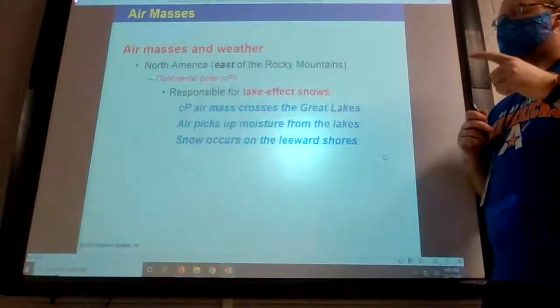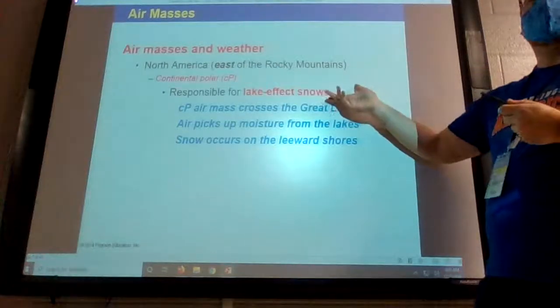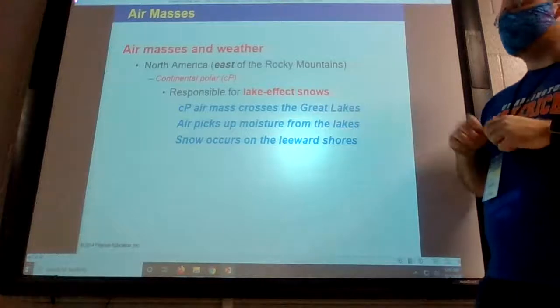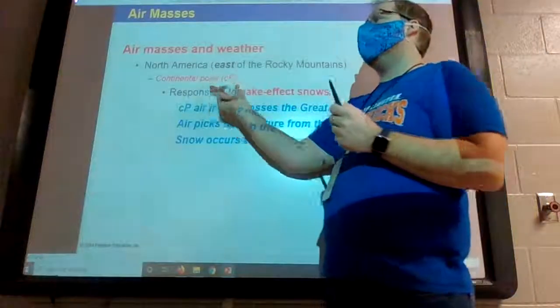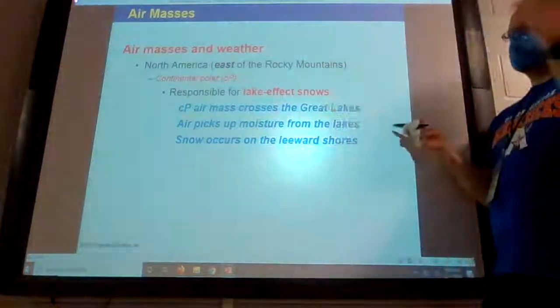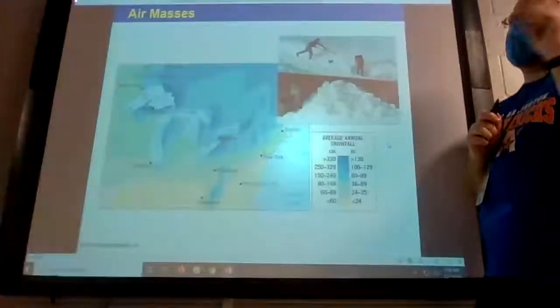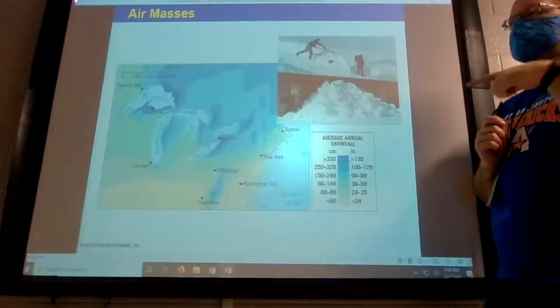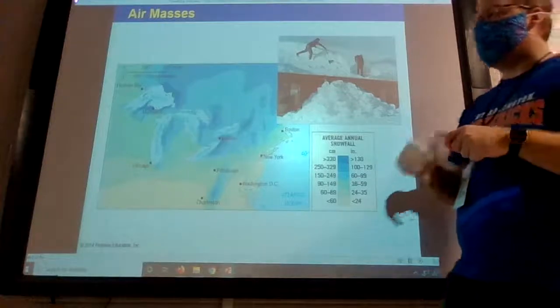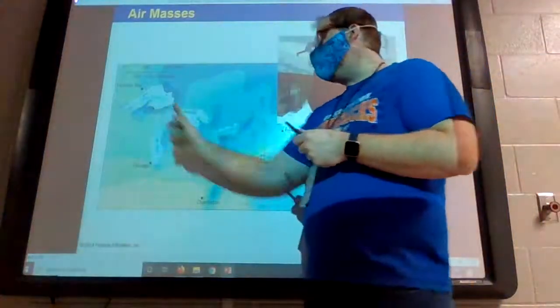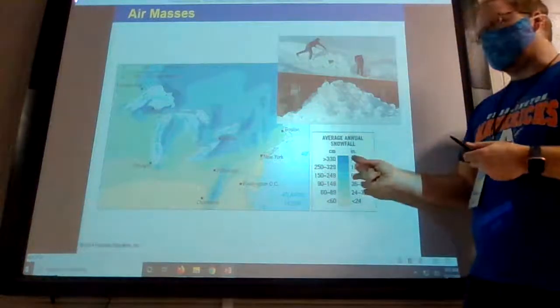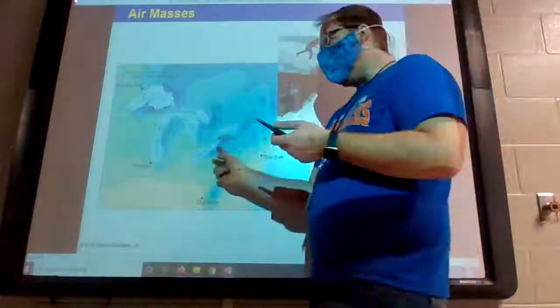In a second, though, right here, they're talking about lake effect snow. This dry, cold air mass comes over the Great Lakes and picks up a bunch of moisture, which it probably shouldn't have. And so as soon as it gets a chance, it dumps it on the other side. And so you can see the amount of snow. This is snowfall. Dark blue is the most.